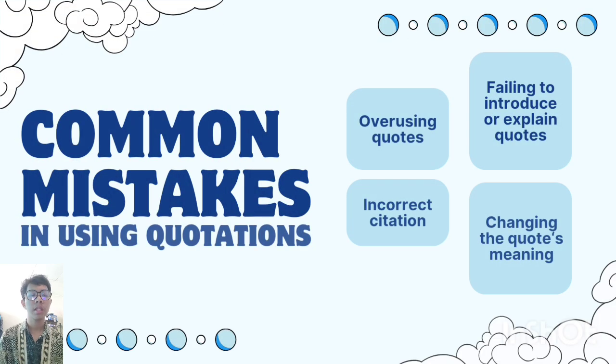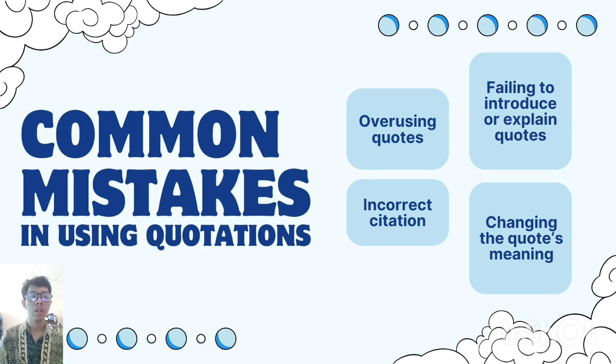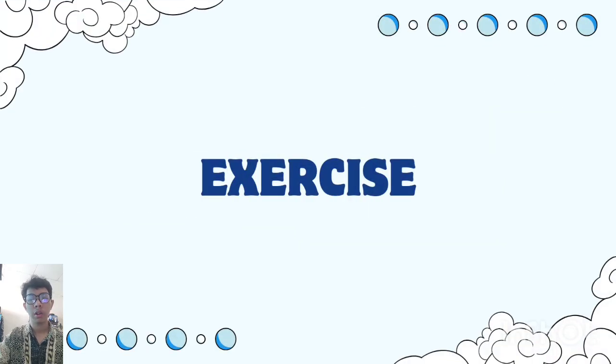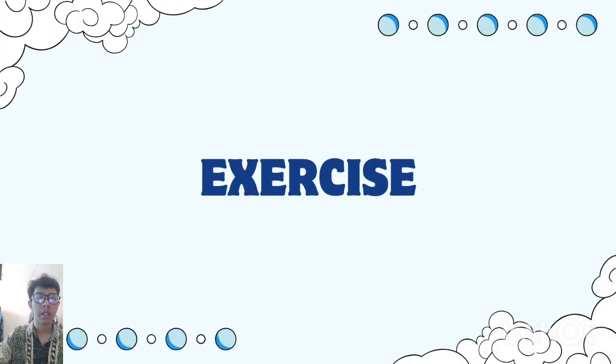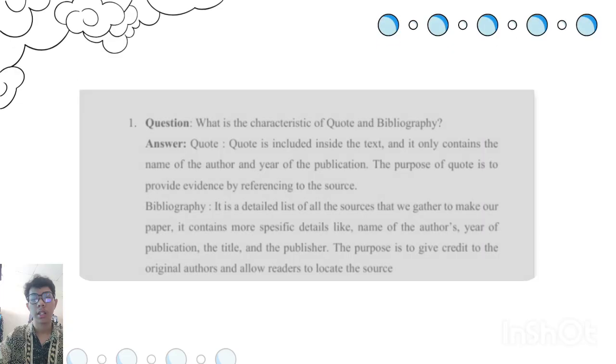These are the common mistakes in using quotations. First is overusing quotes, then incorrect citations, failing to introduce or explain quotes, and changing the quote's meaning. So if we are students, we also have to check these common mistakes so we will not fall into them anymore. Okay, before we end our presentation, let's check the exercises.